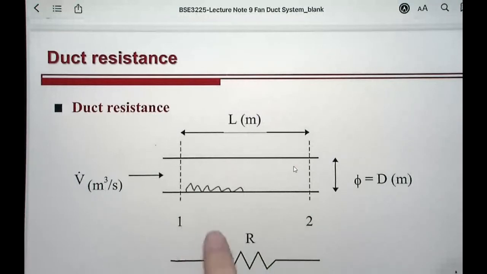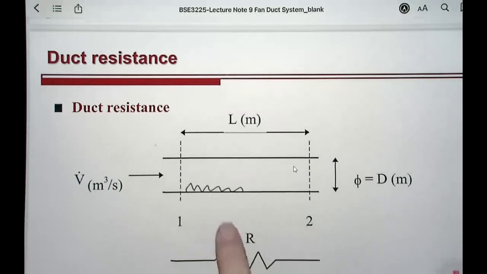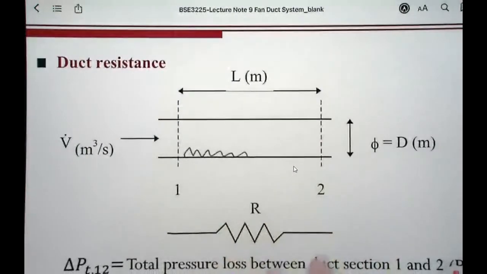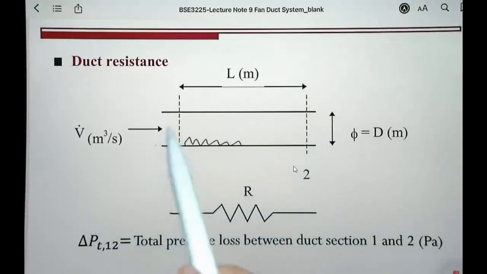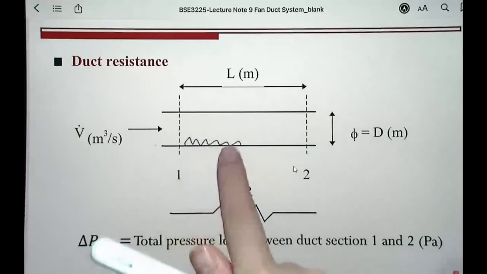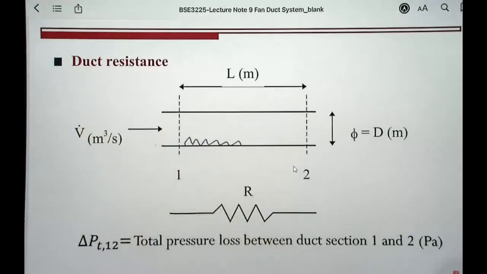The surface is not 100% smooth. So this is why, when air is supplied to the duct and it travels along the duct, we will have friction between the air and the surface. And that friction is the source of duct resistance.